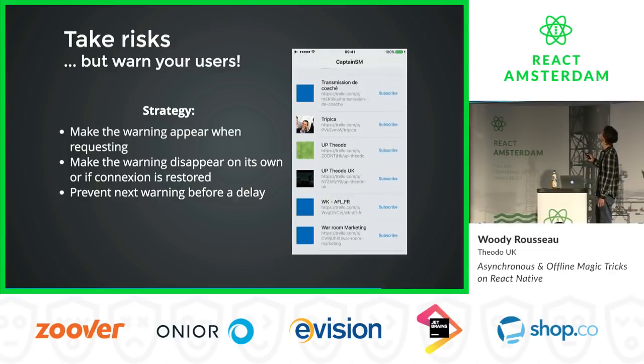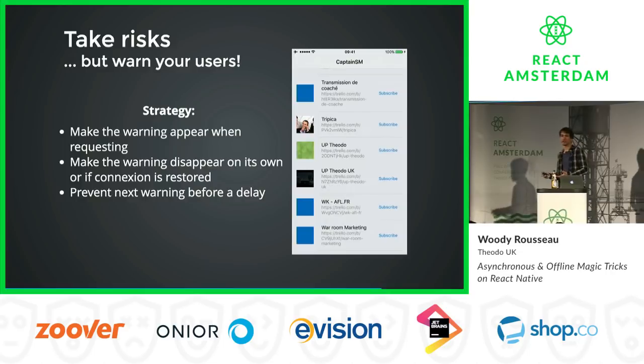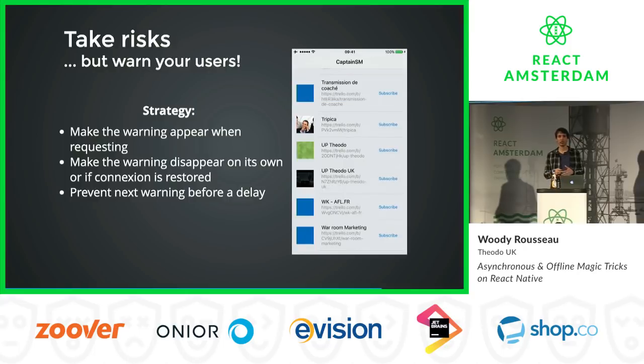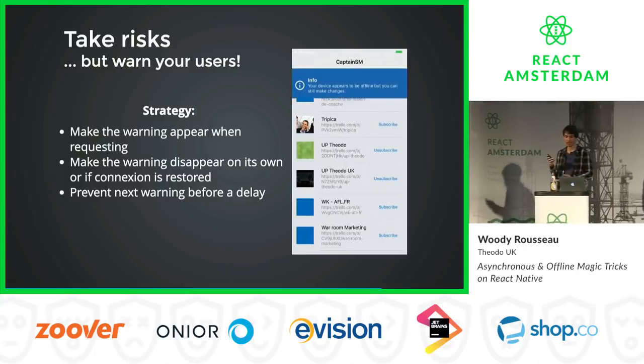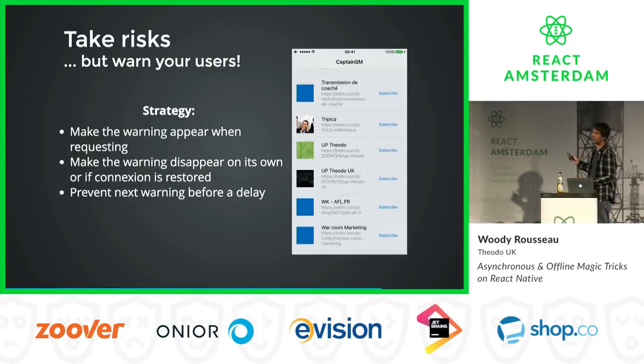I want to make the warning appear when I first make a request. Like when I click on subscribe, I want to make that happen. I want it to disappear on its own after a certain period of time, because I don't want it to be blocking the whole screen, or if the connection is restored, that way I just want to hide it. And finally, I want to prevent the next warning from appearing using some sort of a delay, to not have that, a bit like I have on the GIF. You want to wait a bit before seeing it again, otherwise it's quite annoying for users.